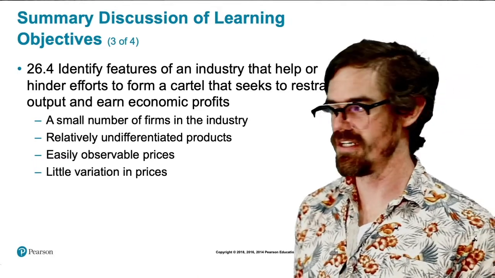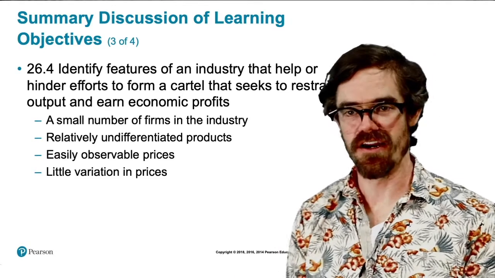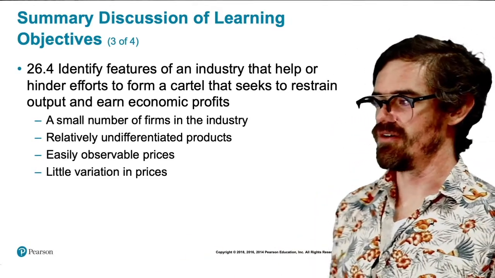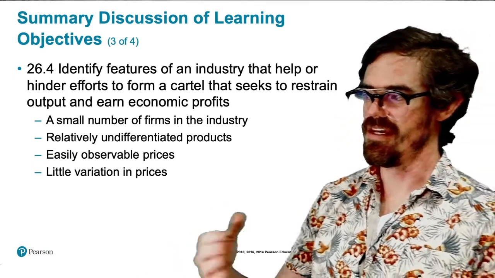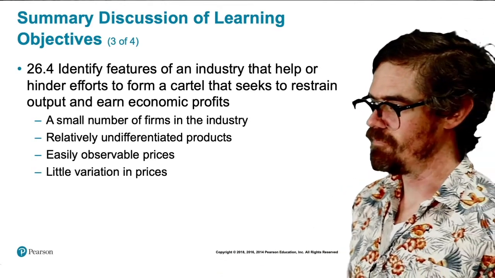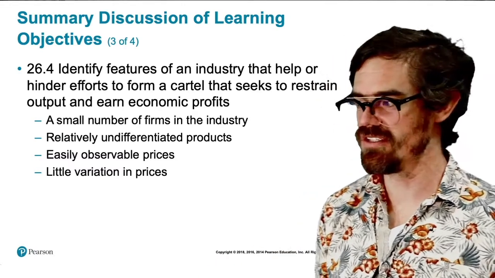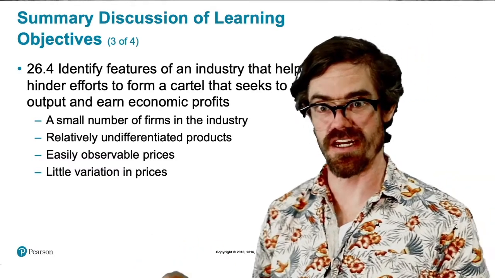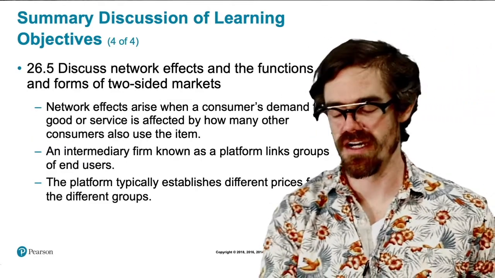And then we wrapped it up by identifying features of an industry that help or hinder efforts to form cartels, which seek to restrain output and earn higher economic profits by collectively acting like a monopoly. And so this really can only happen if there's a relatively small number of firms. They sell a relatively undifferentiated product, such as oil. They can easily observe prices, and there's low variation in prices. All these things help to sort of detect cheaters. And again, you're not responsible for Section 5, so don't worry about that.